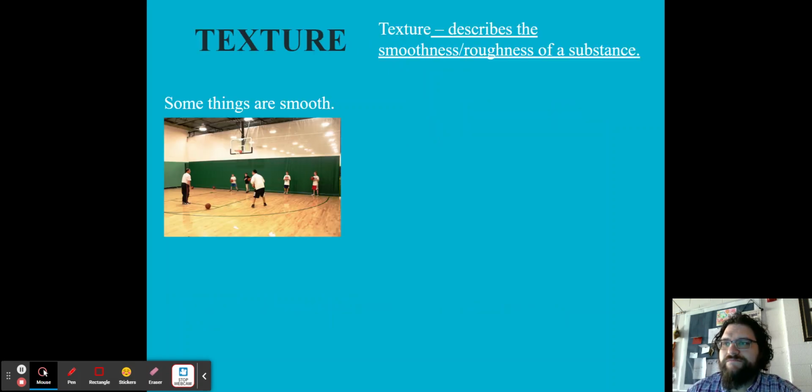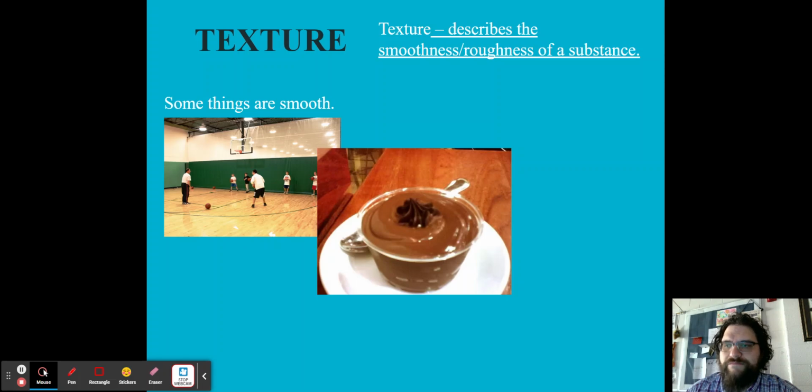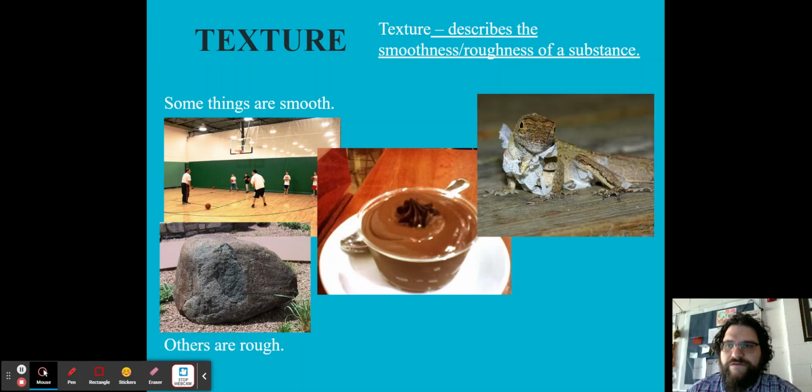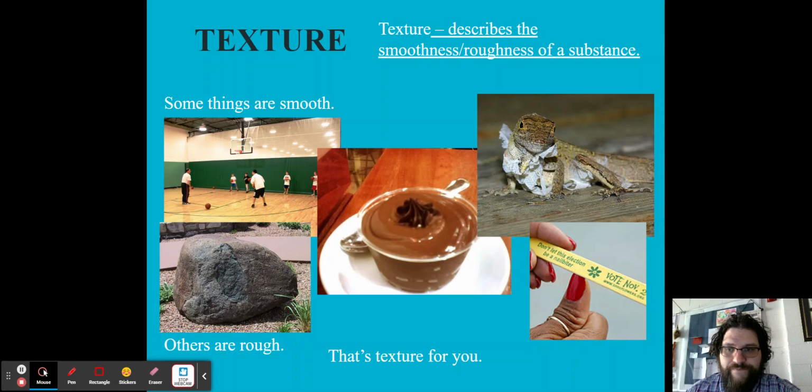Texture is how smooth or rough something is. So this basketball court has to be smooth, pudding generally smooth. Then you have things like rocks or a lizard. Those are rough textures. What's really interesting is a nail file is itself rough. But if you run that file over your nail, it makes your nail smooth. So it takes something rough to make something smooth. I find that paradoxical and interesting.